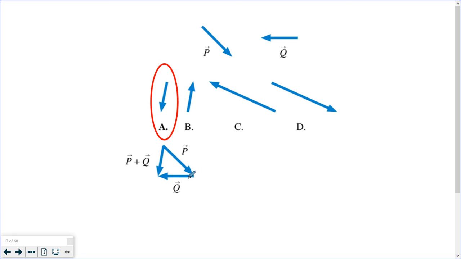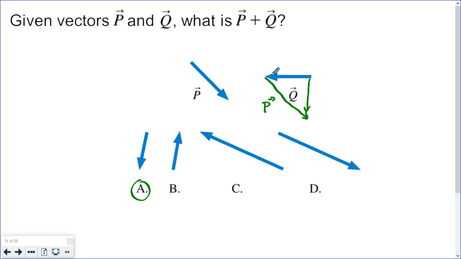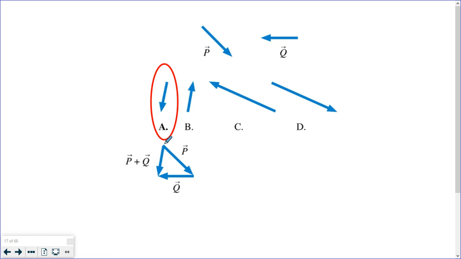Here it is, P plus Q. They did it the other order. They did P first and then Q, and they get the same answer, an arrow going down. Look at what I did. I did Q first and then P. So I go this direction, and I get this one. And they go this direction, and they get the same thing. It doesn't matter which way you do it. You get the same answer. If I go Q plus P on this one, I'll get the same little arrow there.